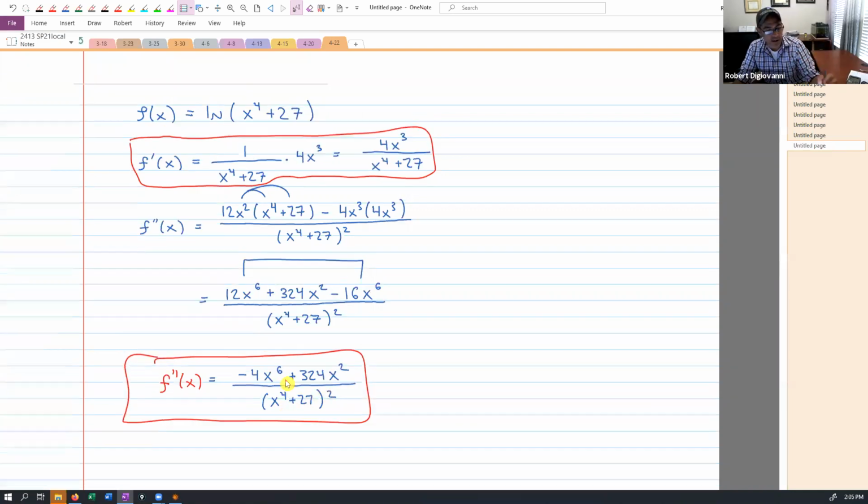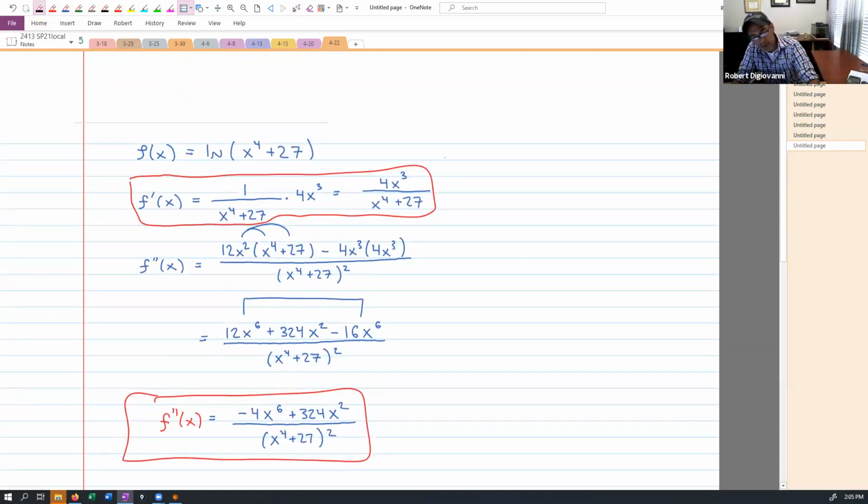Yeah, now we get down to business, right? We've got the two derivatives. Let's get down to business. So let's talk about where the function's going up, where it's going down. Let's talk about local max, local min. To do that, we're going to take our first derivative and figure out where it's 0, and where it doesn't exist.